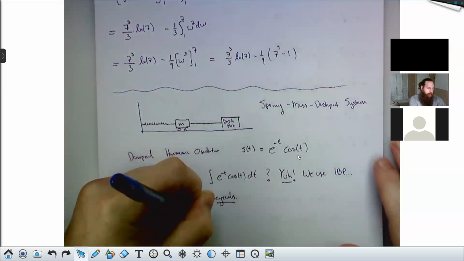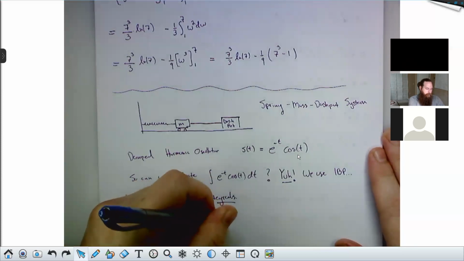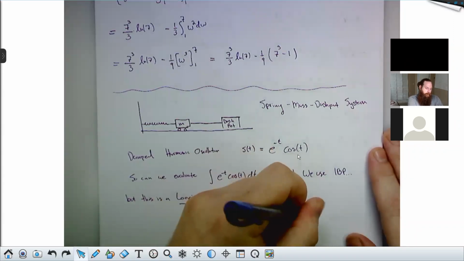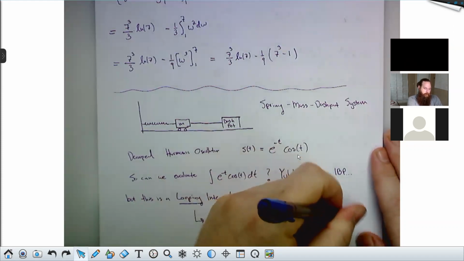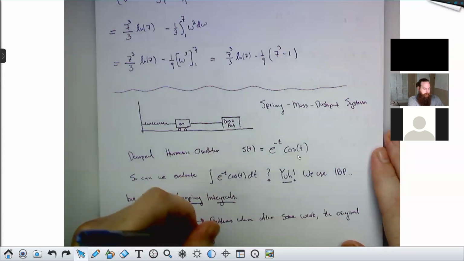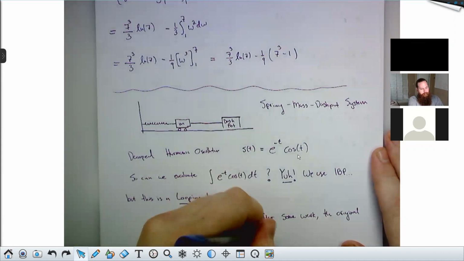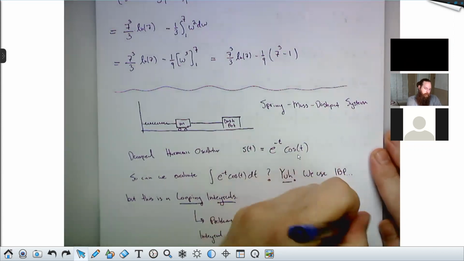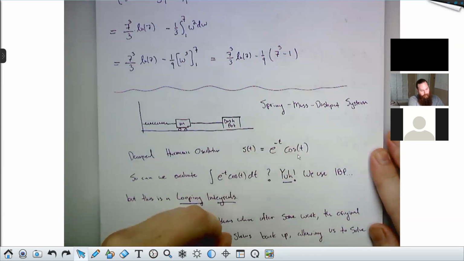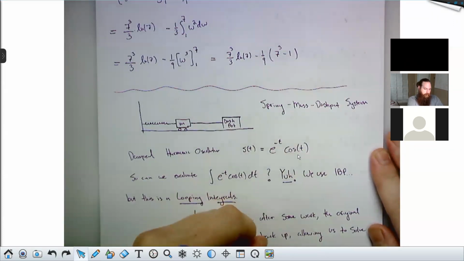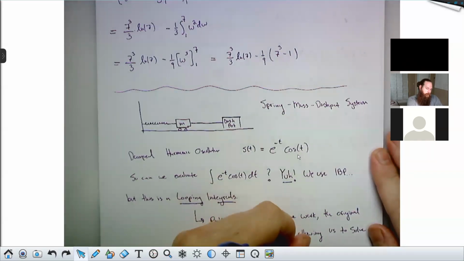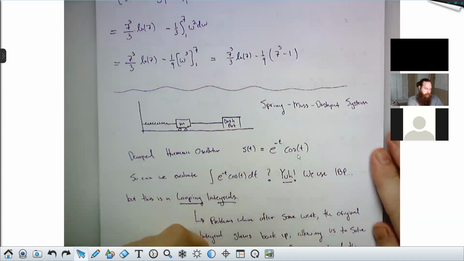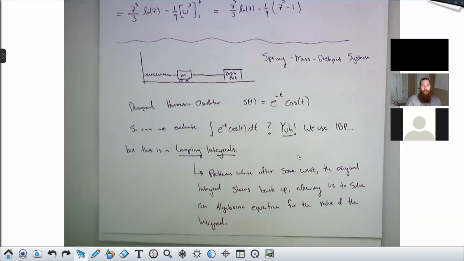So looping integrals, these are problems where after some work, the original integral shows back up, allowing us to solve an algebra equation for the value of the integral. All right, so that's what looping integrals are.